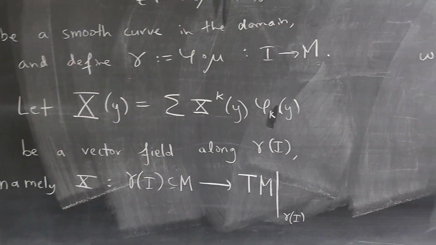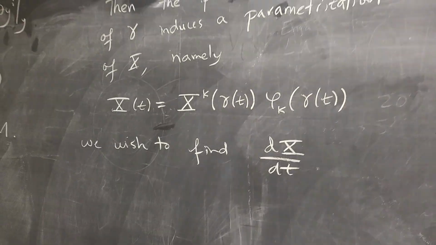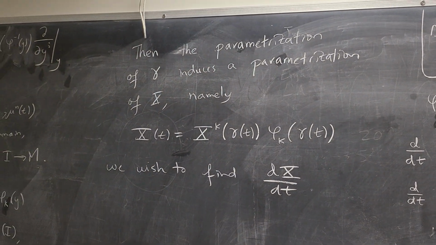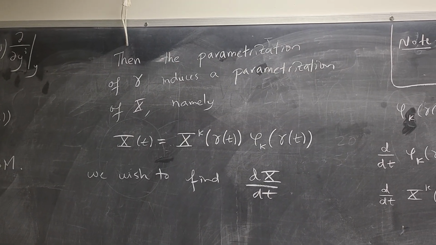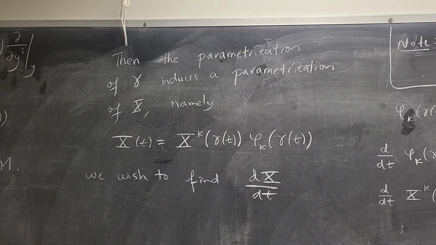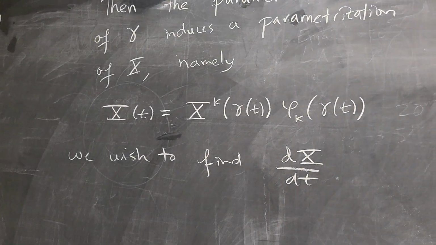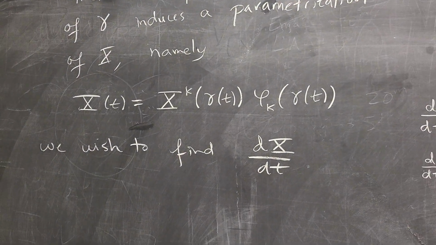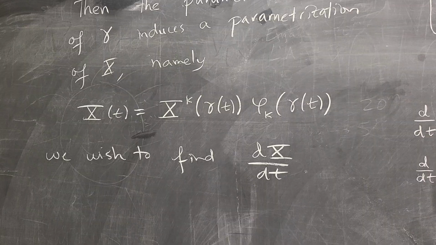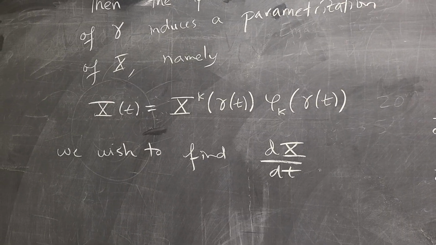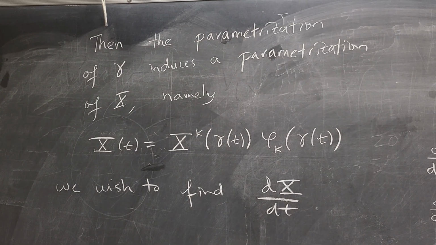Okay. All right. So the question that we have for today is, we have this vector field, which is along our curve γ, and we know that γ is parameterized in this coordinate t, which depends on the parameterization of our curve μ. So this induces a parameterization of the vector field. Namely, we just evaluate in the obvious way: X of t is just the components of X evaluated at γ of t, and then the basis vector is evaluated at γ of t. And we wish to find the derivative of this vector field with respect to t. All right? So I'll let you pause the video and try to solve this on your own.